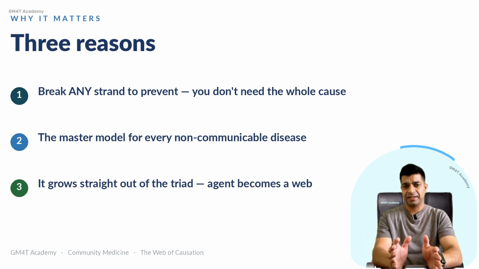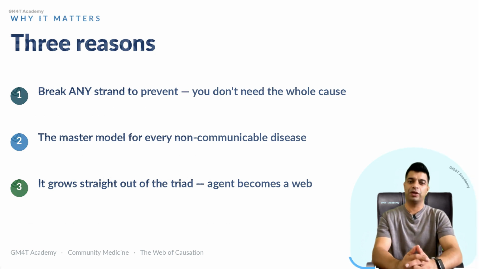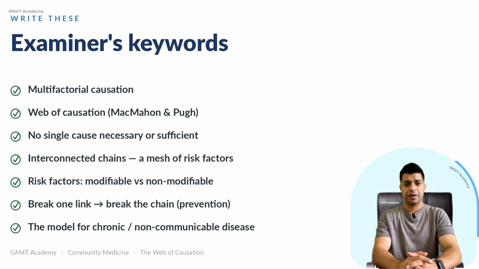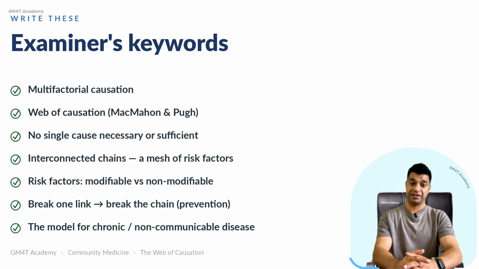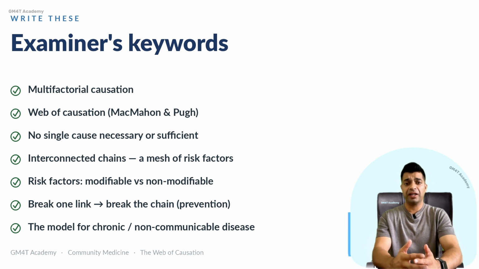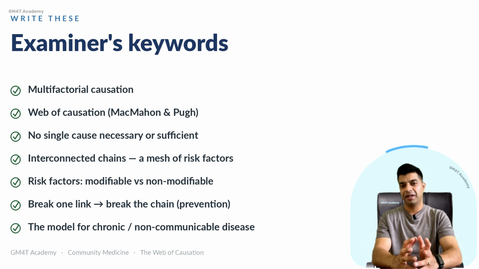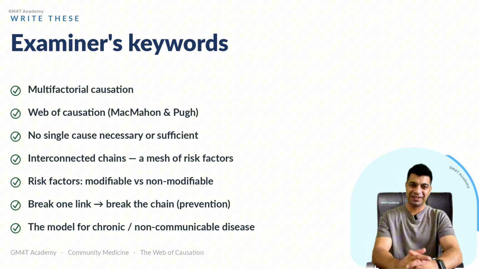For your written answer, the examiner is hunting for these keywords: multifactorial causation, web of causation, no single cause is necessary or sufficient, many interconnected chains, a mesh of risk factors, modifiable or non-modifiable, removing even one link can break the chain and prevent the disease, and the punchline, the web is the model for chronic non-communicable disease. Write those, get the marks.